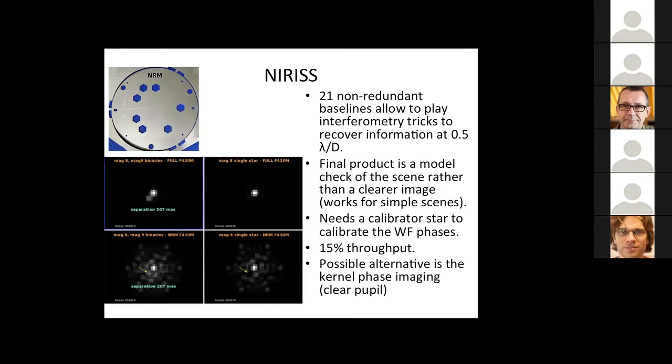NIRISS AMI also needs a calibrator star to calibrate the wavefront, and obviously has a lower throughput of 15%. There are some possible alternatives using the same interferometric technique, but with a clear pupil, and that's called kernel phase imaging. I will not talk more about this.